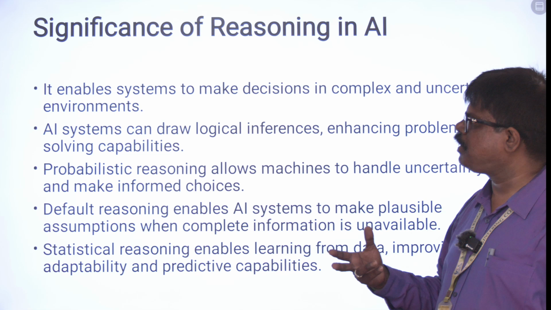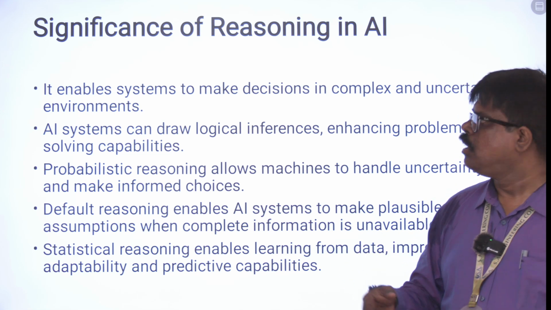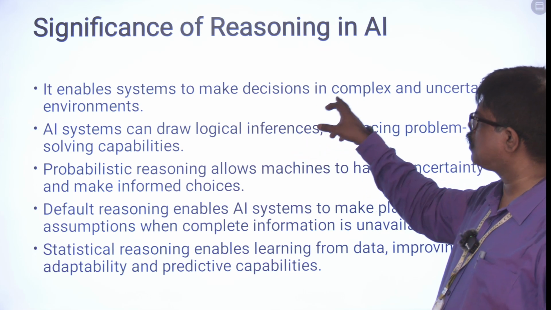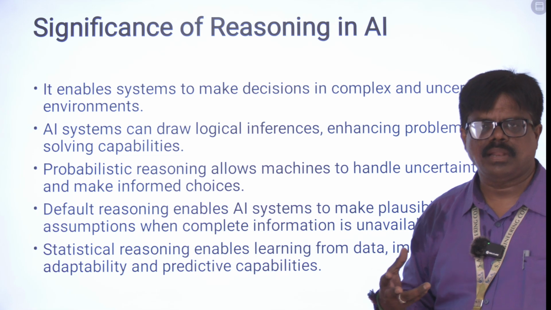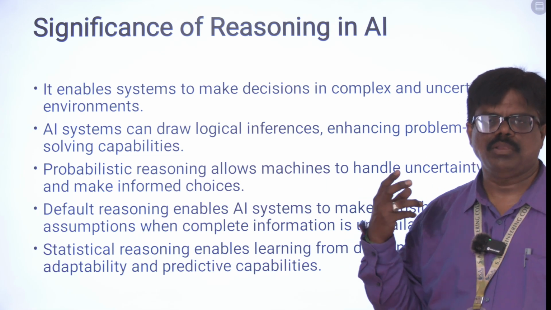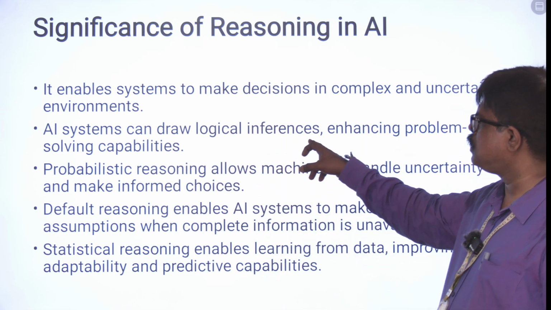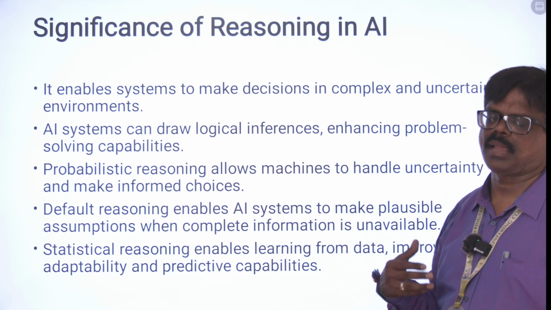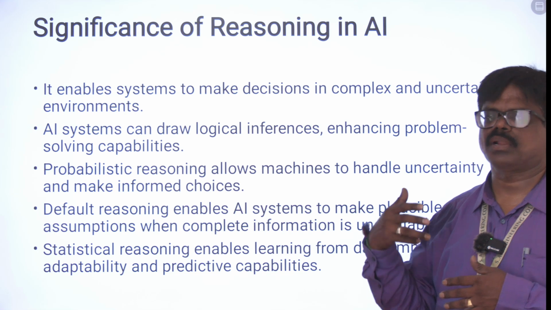Next one, significance of reasoning. What is the main advantage of why you are using reasoning in AI? The first thing is it makes decisions in complex and uncertain environments. When you take a banking domain or any other networking domain where the data set is very complex, reasoning can be used as one tool to provide a solution. So an AI system can draw logical inferences, enhancing problem solving capabilities. It also provides problem solving capabilities to overcome the difficulties.